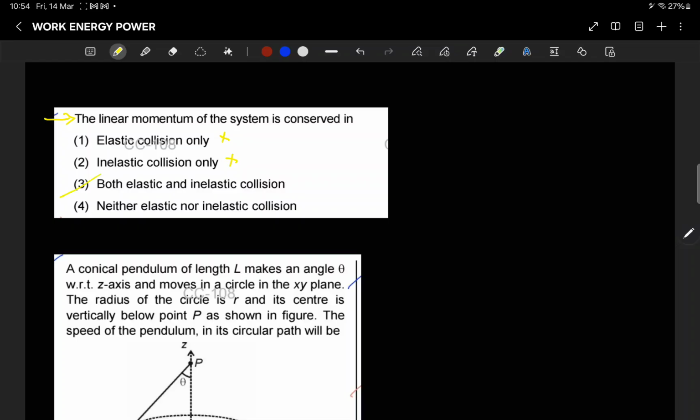So, the very first question, an easy question, students. Linear momentum is conserved in both elastic and inelastic collisions.